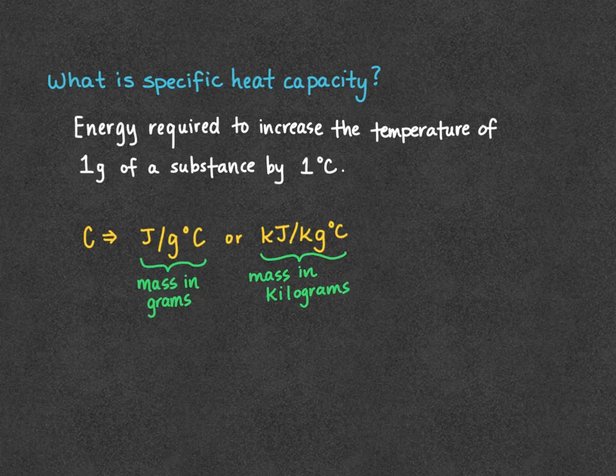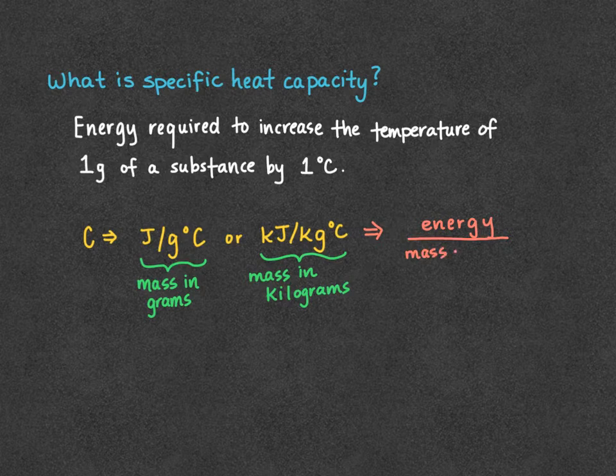By examining the units of specific heat capacity, we can see that these units are an energy term. So kilojoules or joules is a term of energy divided by a term of mass, so grams or kilograms, multiplied by a term relating to temperature. So the energy required to increase 1 gram of a substance by 1 degree Celsius. So all of the parts of the definition are found in this formula.